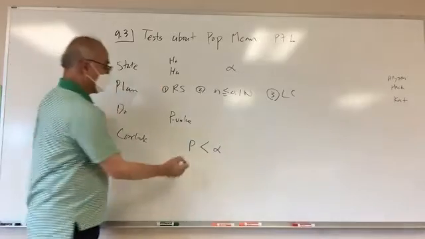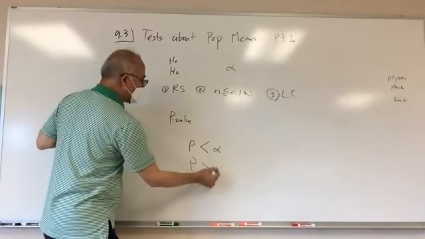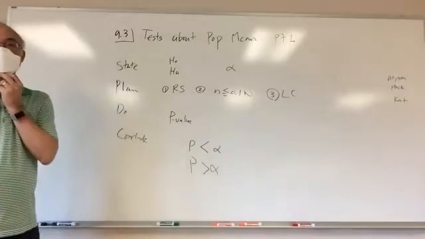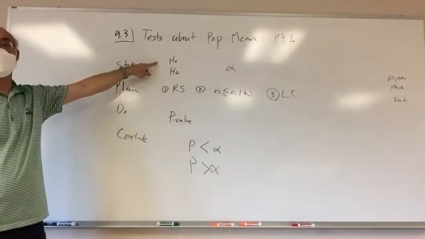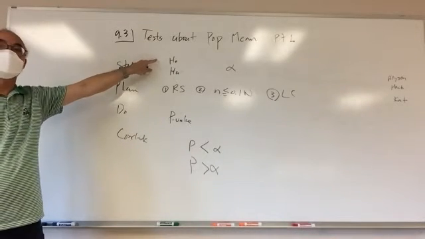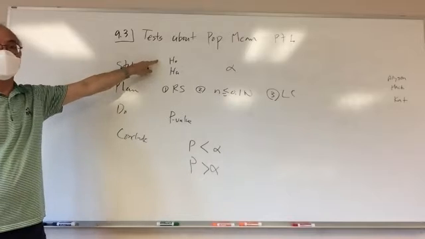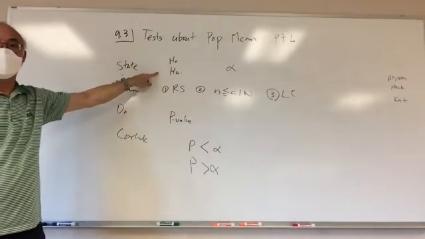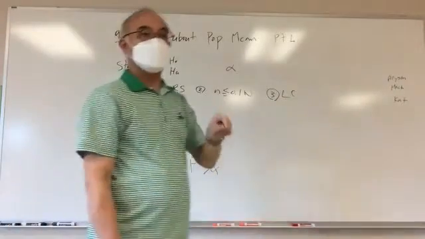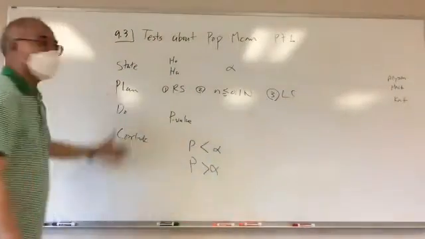If the p-value is greater than alpha, then what happens? We fail to reject. We never accept the H0. We fail to reject the H0. There is not convincing evidence for the Ha. So that's what we did in a nutshell.